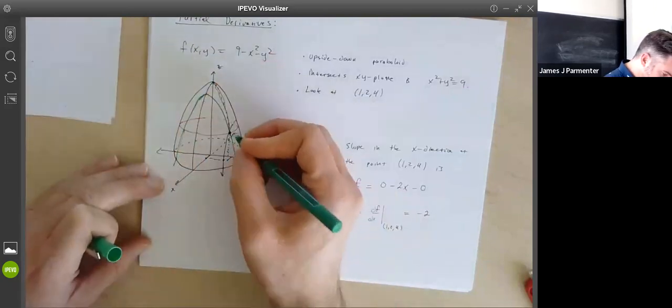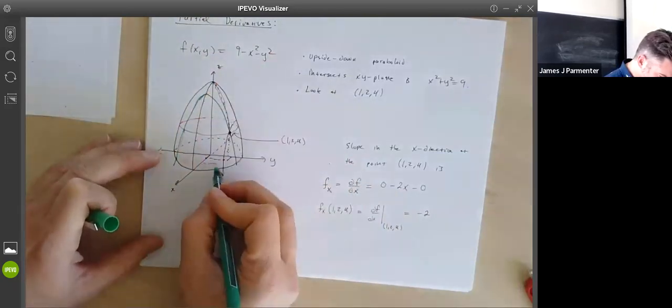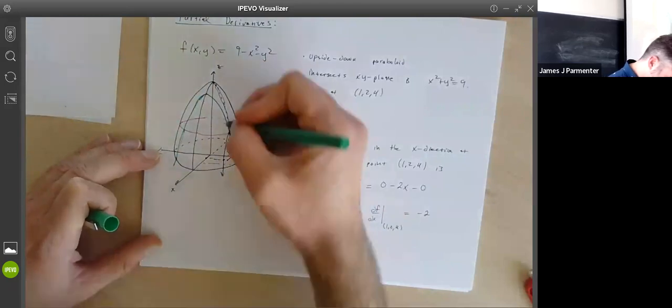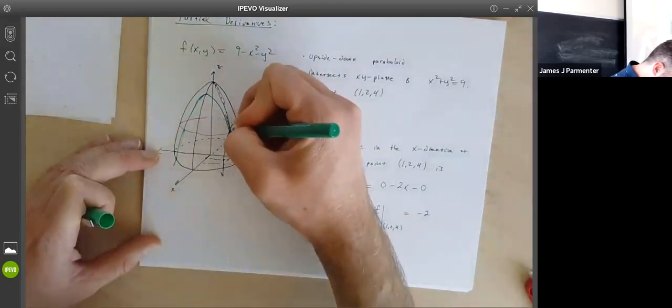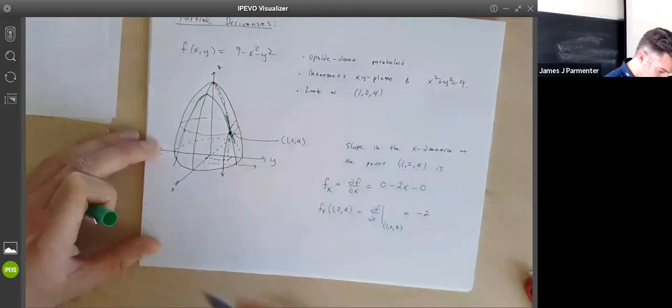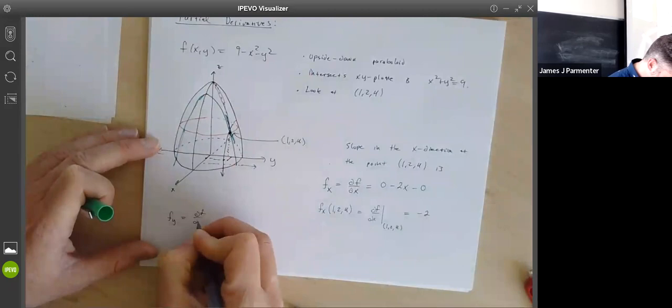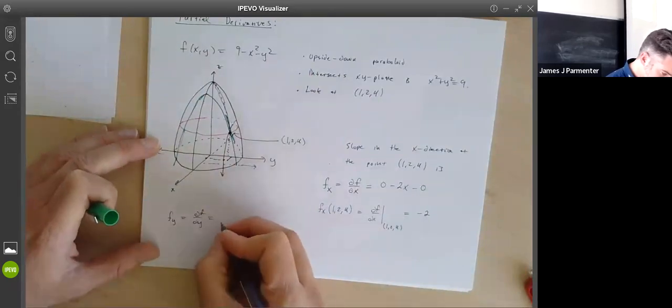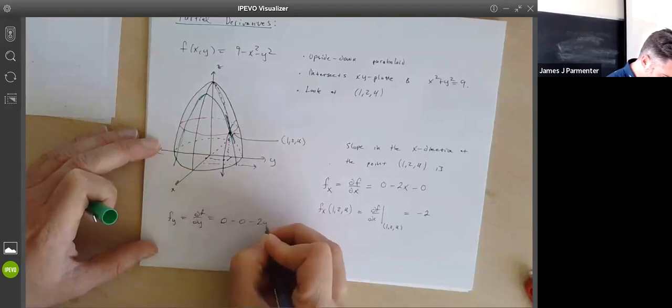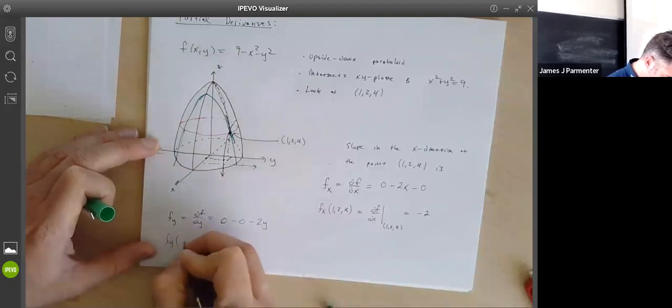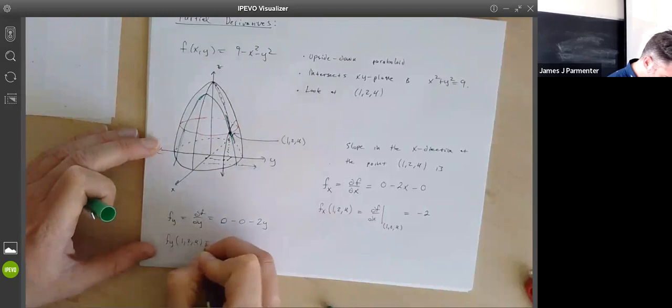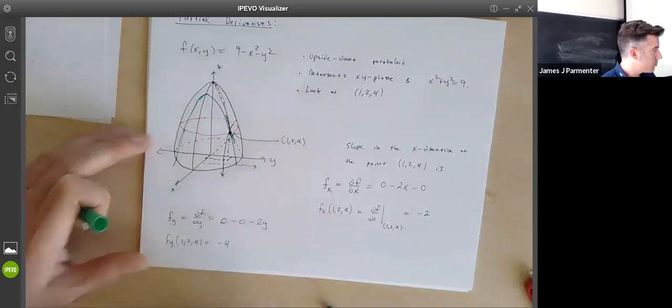So at that point there, if I'm moving in the forward Y direction, if I'm moving that way, what's the slope of the tangent line right there? Well, again, I'm just going to find the partial derivative with respect to y. It's going to be very similar. It's going to be negative, or sorry, it's going to be 0 minus 2y. And if I plug in my point, 1, 2, 4, it's going to be -4.